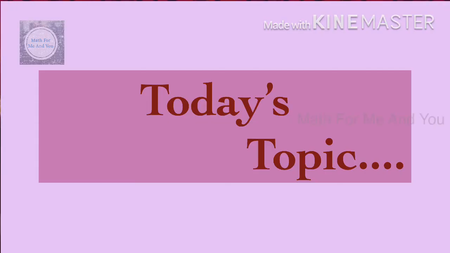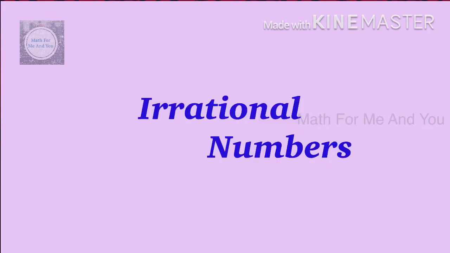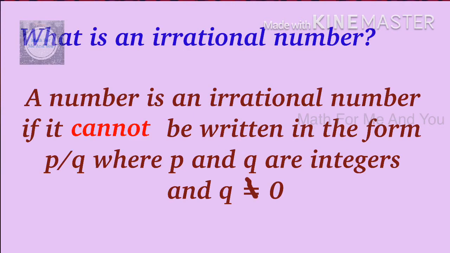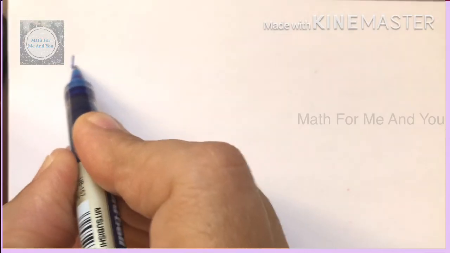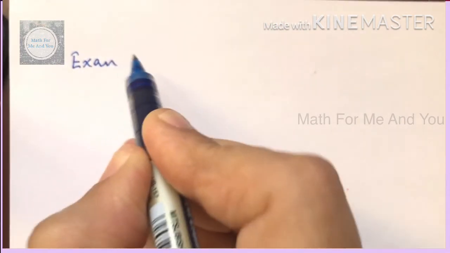Hi all, today what we are discussing is irrational numbers. What is an irrational number? An irrational number is a number which cannot be written in the form p by q, where p and q are integers and q is not equal to 0. Let's see some examples of irrational numbers.